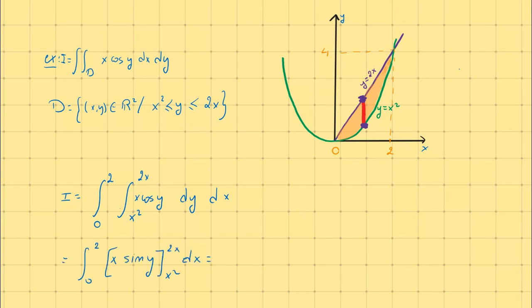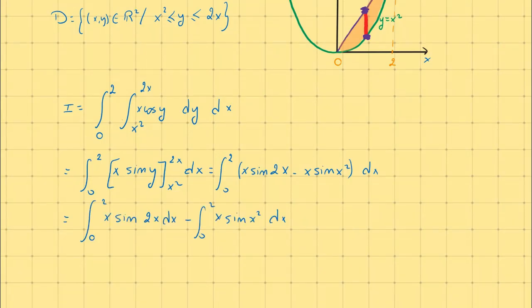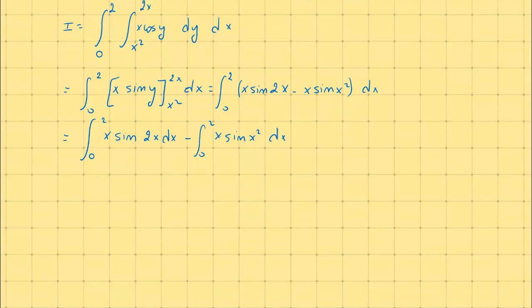I have to integrate x cosine y with respect to y, which will be x sine y. Then I will replace by the boundaries 2x and x². And then I will integrate once more, each one of them alone, in terms of x. The first one is x sine 2x, so I need to integrate it using integration by parts. And the second one is x sine x², which is like u prime. It needs just a factor of 1/2 times sine of u.